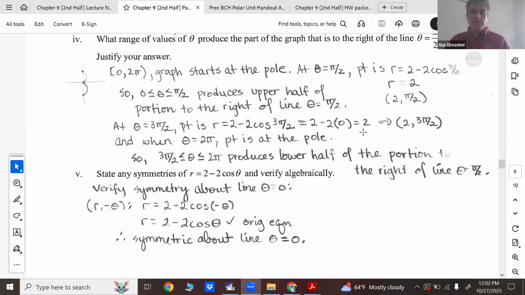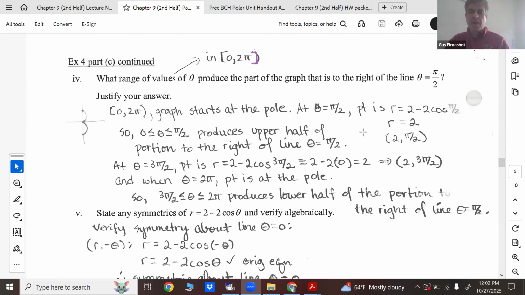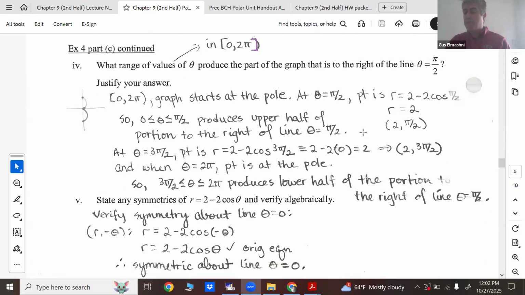So in order to justify the range of values of theta that produce the part of the graph that is to the right of the line theta equals pi over 2, remember, at theta equals pi over 2, the point's at 2 comma pi over 2. At 3 pi over 2, the point's at there. So that's why we could state the 2 intervals are this, that, and that. Those little portions right here, that one was from this, and that one was from that. So 0 to pi over 2 got me the top half of that portion, and 3 pi over 2 got me the bottom half of that portion.